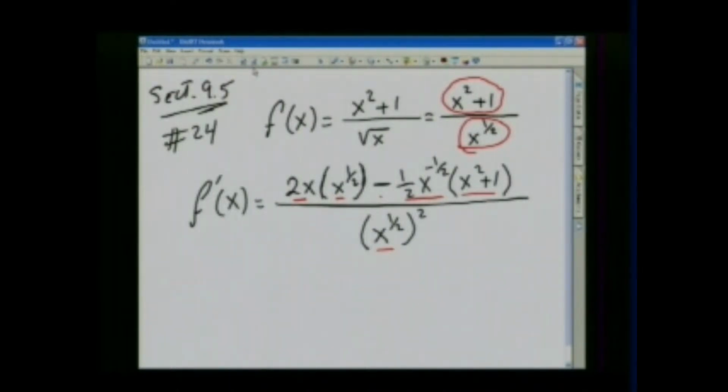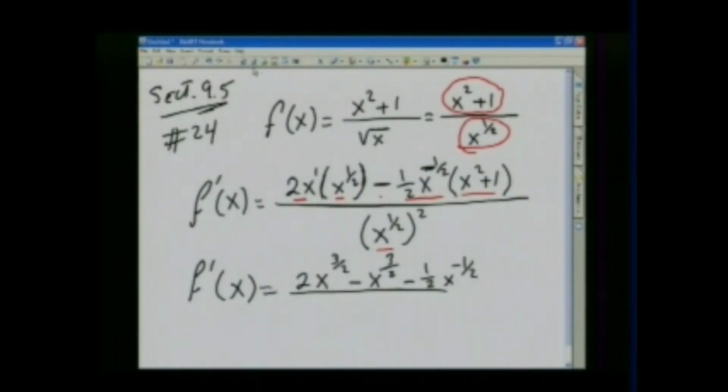I'm going to multiply everything and make this simpler form. F prime of x, therefore, is equal to 2x times x to the 1/2 would be equal to 2x, add up the power, that is 1 plus 1/2 is 3/2, minus 1/2 x to the minus 1/2 times x squared would be minus x to the 3/2, minus 1/2 times x to the minus 1/2 divided by x to the 1/2 squared. You multiply the power, so this would be x.